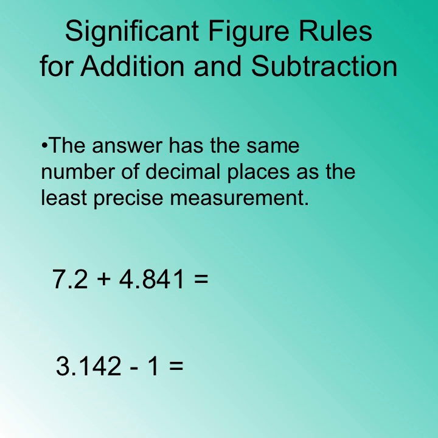So the way to work problems like this when you're only adding and subtracting is go ahead and add your values, for this example, 7.2 plus 4.841, and get your value without rounding. And when I do that, I get 12.041. But I now need to look at the rule that says my answer will have the same number of decimal places as my least precise measurement. We said 7.2 was less precise than 4.841. Therefore, I need to round 12.041 to the 10th place.